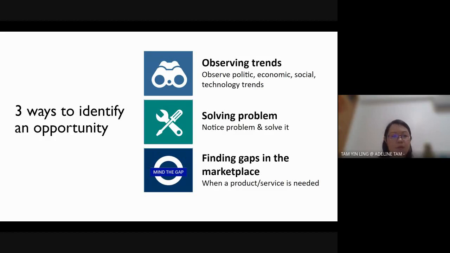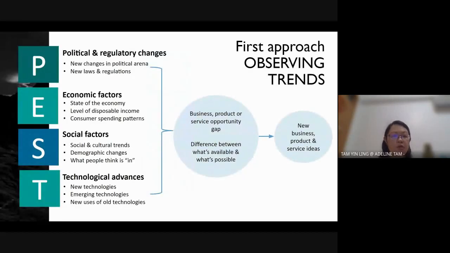Let's look at the trend first. The first approach is to observe the trend. For example, in terms of politics, we have to know what the changes in the politics are, what the new laws and regulations are. For example, during this pandemic time, we have the SOP. One of the rules of the SOP is to check the temperature of customers before allowing them to enter. So it comes with opportunity for people who are selling body temperature measurement tools. Same thing, when there is SOP, we have companies selling tools or face protection things to the companies, right?